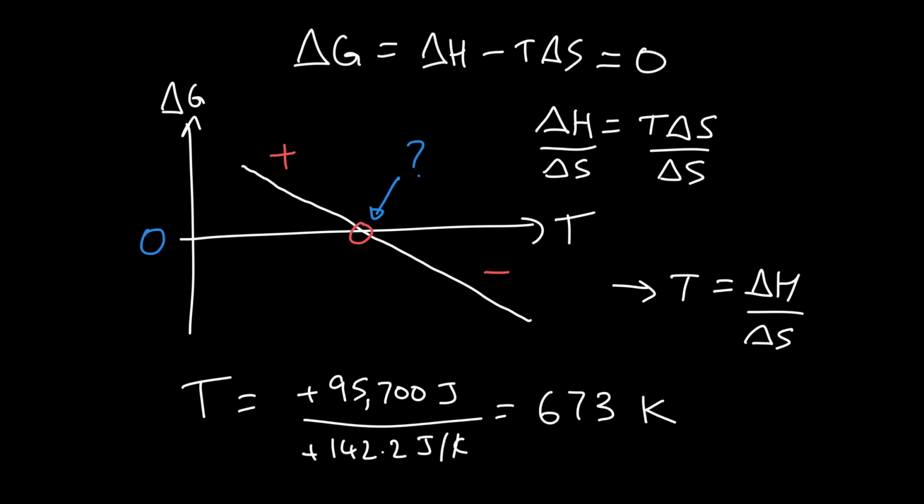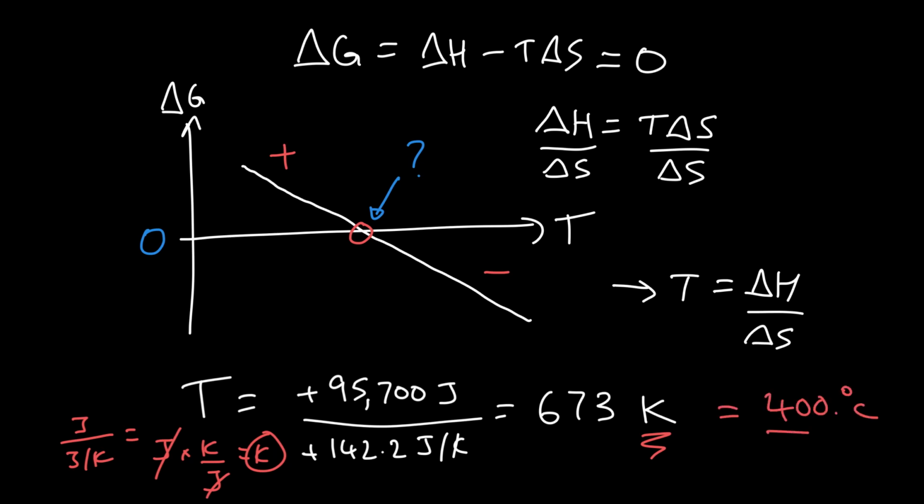Just as a little aside, if we have joules divided by joules per Kelvin, remember when we divide by a fraction, that's like multiplying by the inverse of the fraction. So there we can see that Kelvin ends up being the units, and we would expect that for a temperature. And by the way, if we subtract 273, we get that in Celsius, so that is 400 degrees Celsius. So at 400 degrees Celsius, this would start to cross over, and at 401, 402, 403, 500, 600, it would be more and more spontaneous.